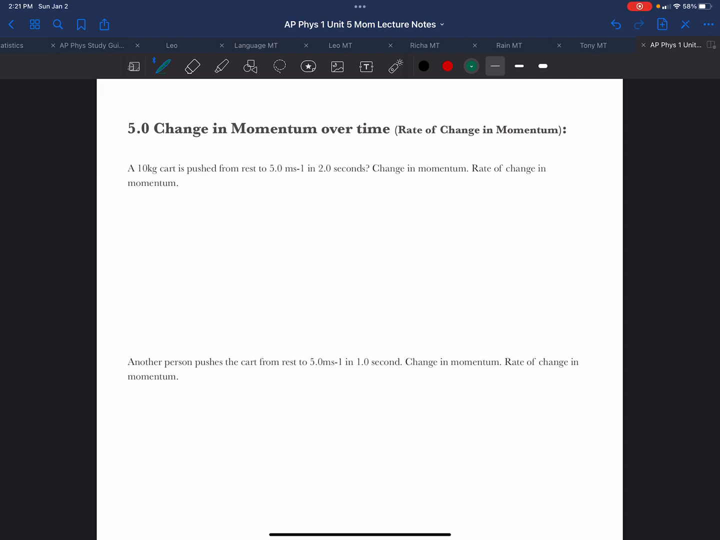So in this installment, we're going to take a little bit deeper dive into the rate of change in momentum over time. So what we have is a 10-kilogram cart from rest, so V0 equals 0. And then later it's going at 5.0 meters per second, same 10 kilograms, and that delta T is 2.0 seconds.